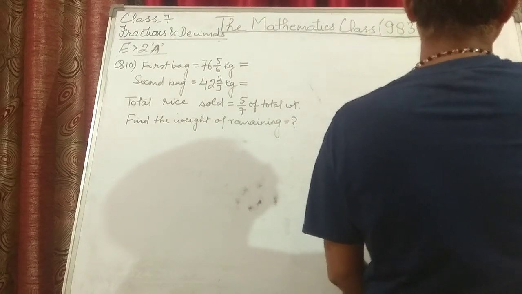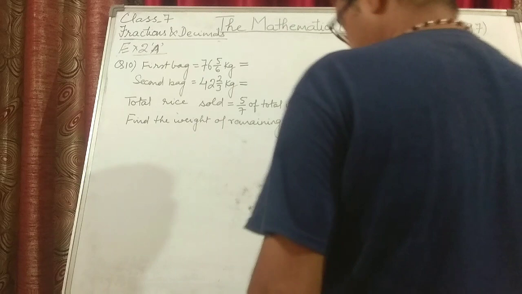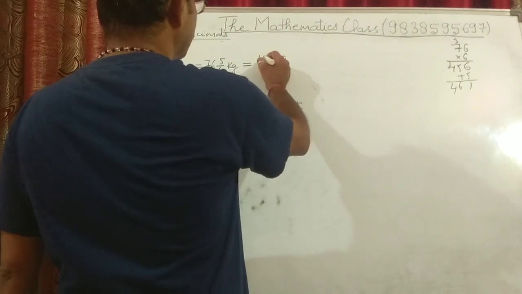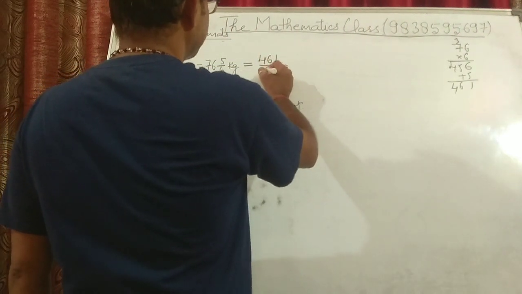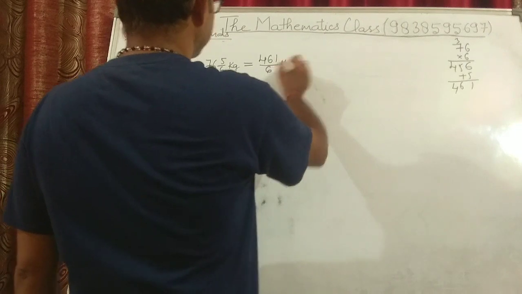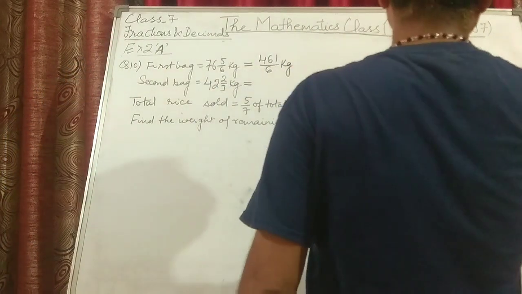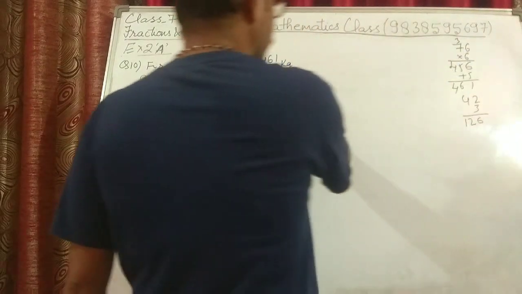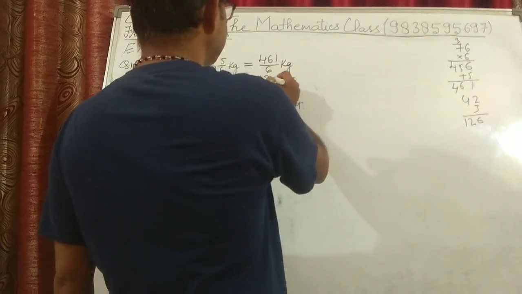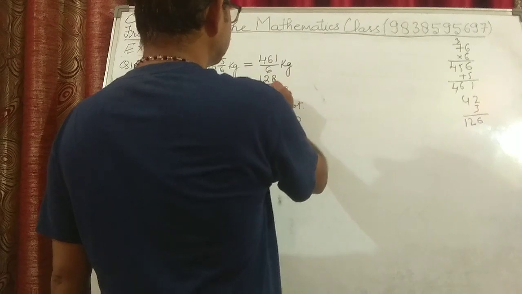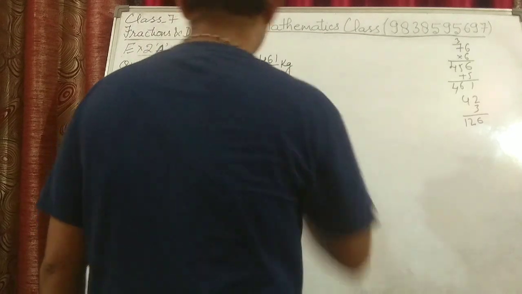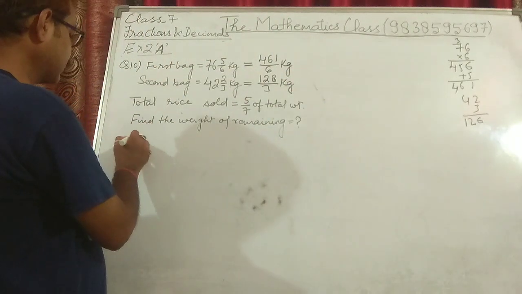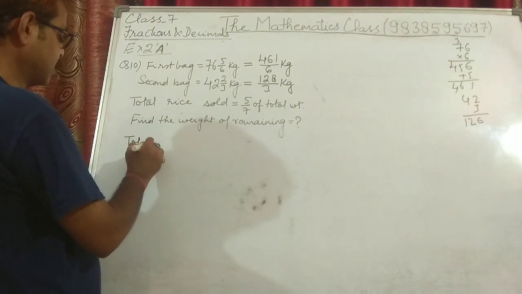It means 461, so it will be 461 upon 6 kg. In the second case, 42 into 3: 3 2s are 6, 3 4s are 12, 126 plus 2, 128 upon 3 kg. So we will find the total weight of rice.